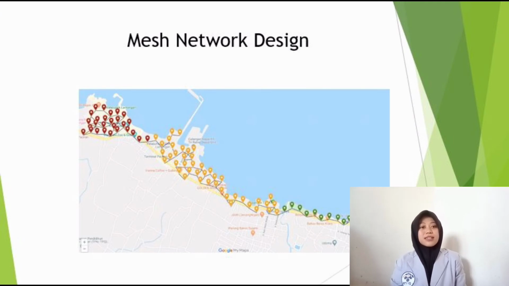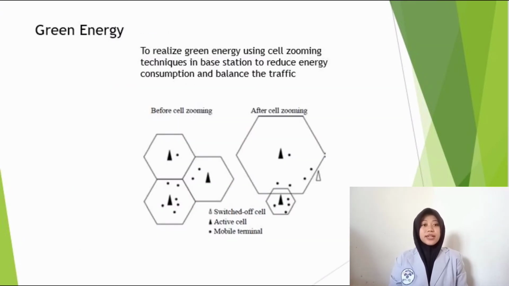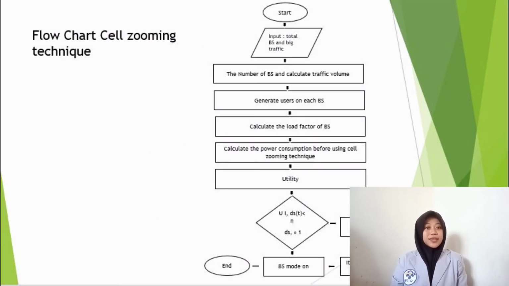This is the mesh network design. Next is green energy. To realize green energy, I use the cell zooming technique in the base station to reduce energy consumption and balance the traffic. A cell with light traffic load can zoom out to serve some of its users in another cell. The technique of transferring the load from a heavily loaded base station to a lightly loaded one is termed load balancing.